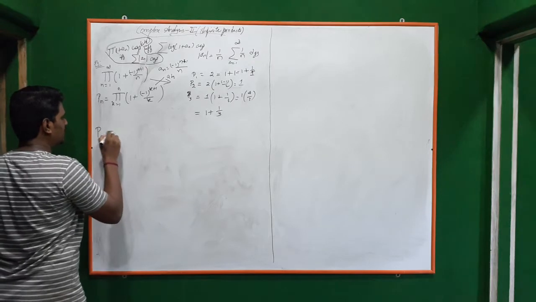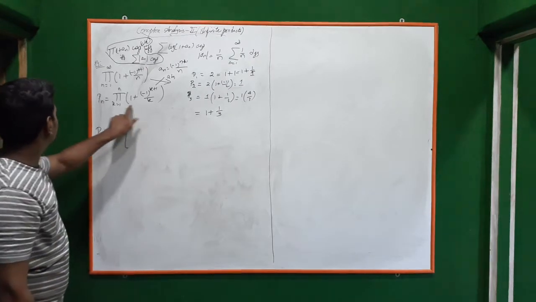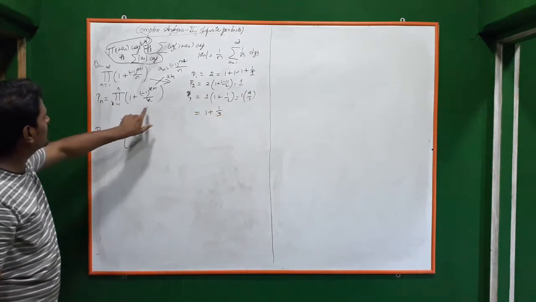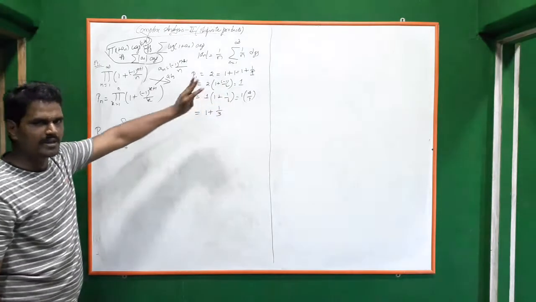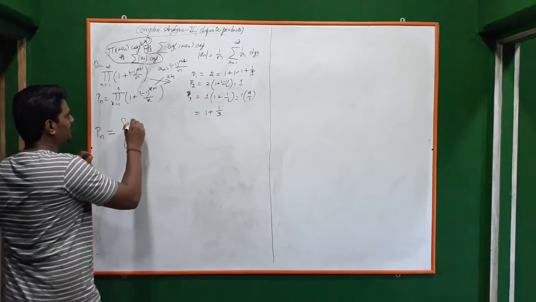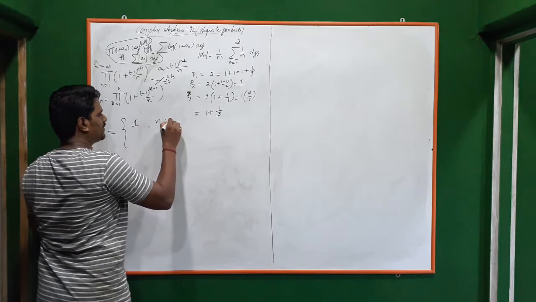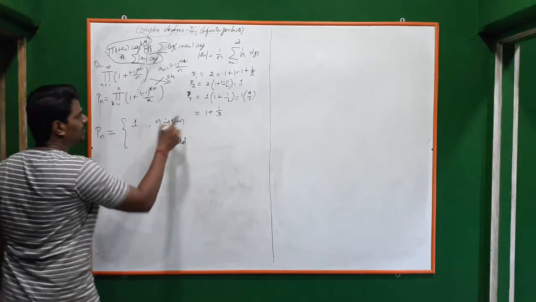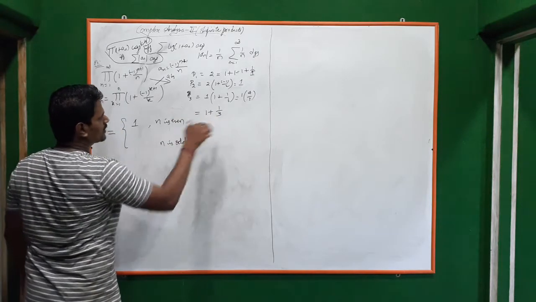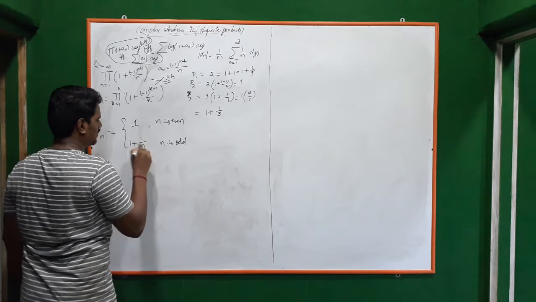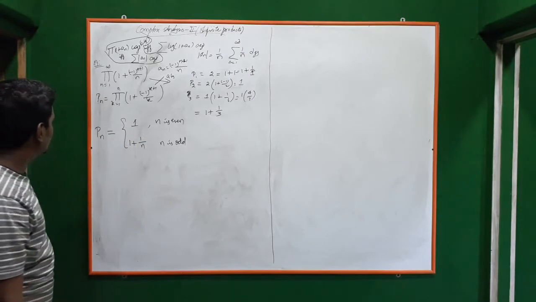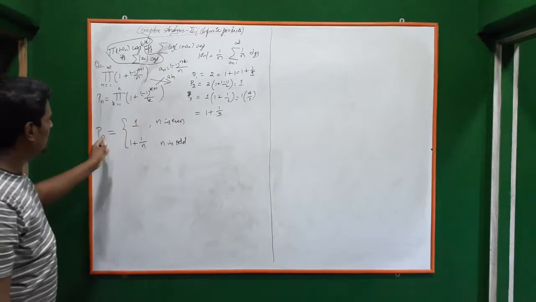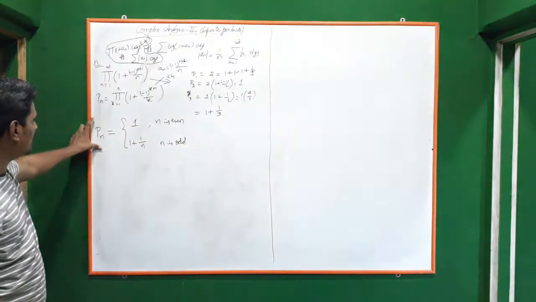So if you consider P4, it will be 4 by 3 into something. Then this 4 by 3 will be cancelled out and we will get 1 there. So if n is even we will get 1, and for n odd we will get 1 plus 1 by n, or n plus 1 by n. Okay, so this is your Pn. You can get this from here, or you can prove it by induction.